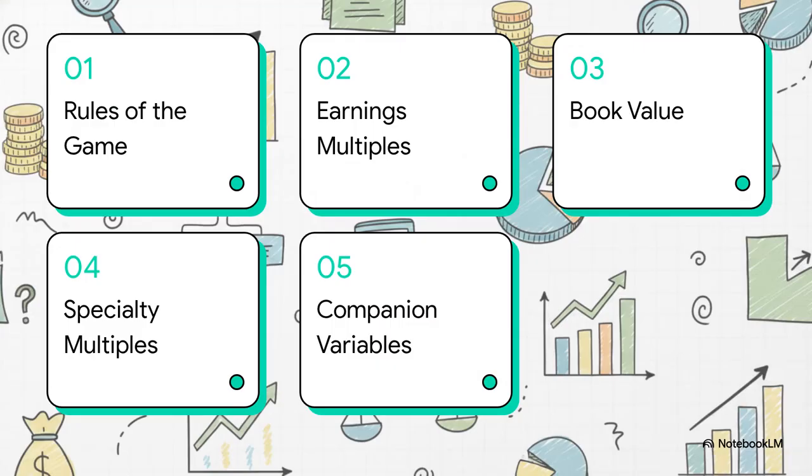So here is our quick roadmap for today's breakdown. We'll start with the rules of the game, then move on to mastering earnings multiples. After that, we'll go beyond earnings and look at book value, followed by revenue and sector multiples. And finally, we'll wrap up with the master key, finding the companion variable.